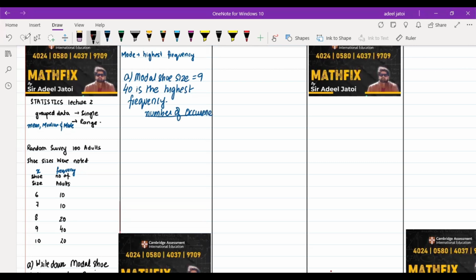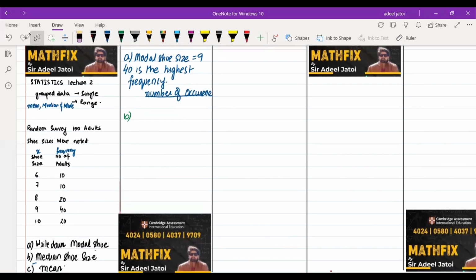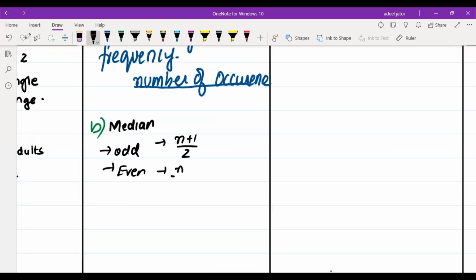Part B. Now in part B, the question says we need to find the median. For median, we need to understand that your median data will depend upon the frequency. When we did the ungrouped data, I shared that for median you have two cases. Number one is odd data. Number two is even data. For odd, your formula is (n plus 1) upon 2. For even, it is n upon 2 and (n plus 2) upon 2.